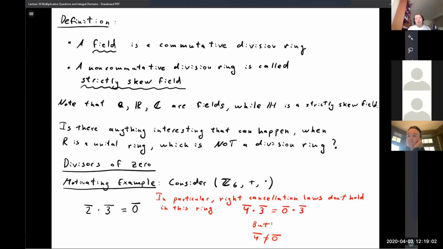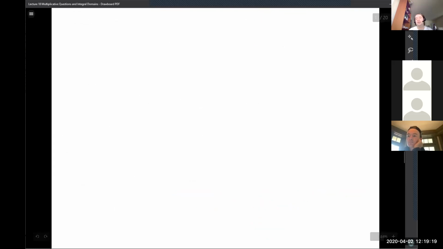Okay, so from this example, you might get the impression that you haven't seen examples of rings with divisors of zero, and that's actually not true. So let me introduce a couple of examples which suggest that this is something that was always just around the corner.